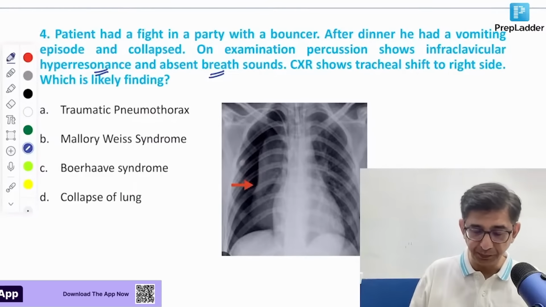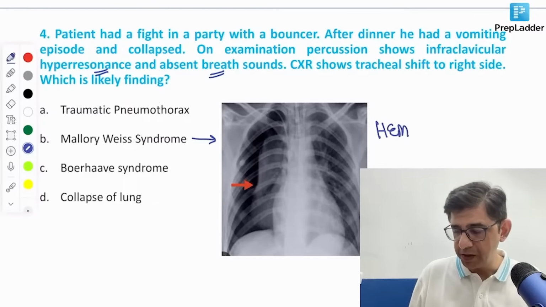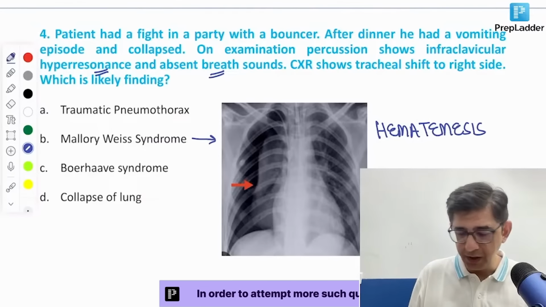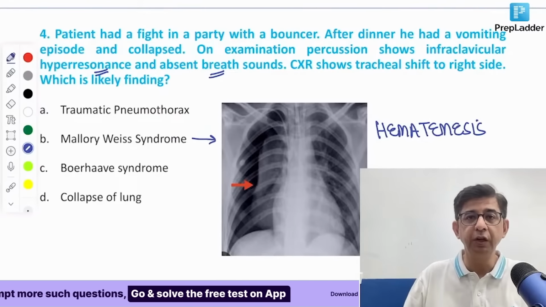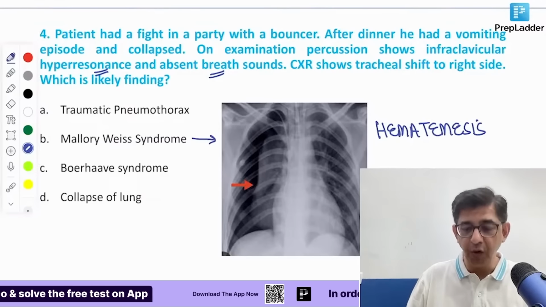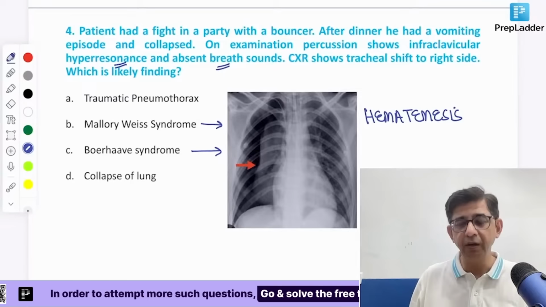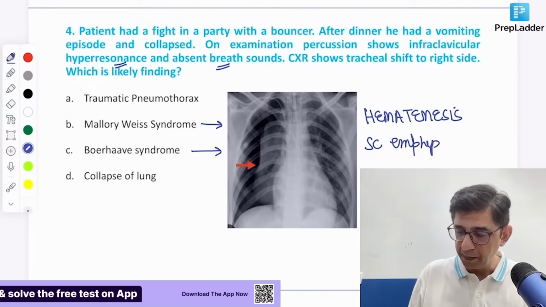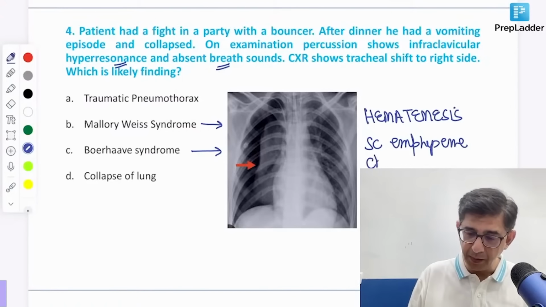Very good. Mallory-Weiss cannot be the answer to this question because Mallory-Weiss will present with vomiting of blood, that is hematemesis. So option number B is ruled out. A lot of people in the paper got confused because it was written vomiting episode and then he collapsed. Boerhaave syndrome should always have a Mackler triad. For the Mackler triad, the presentation will be that of subcutaneous emphysema, there should be a mention of chest pain, and then there should also be vomiting present.